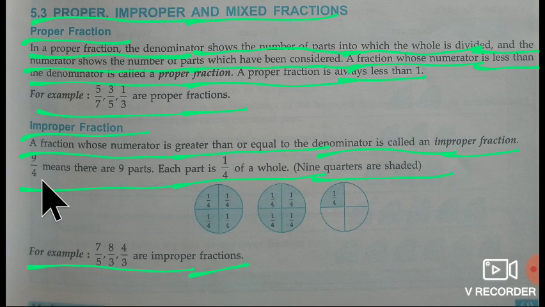For example, 9 upon 4 means there are 9 parts. Each part is 1 upon 4 of a whole. 9 quarters are shaded. This is 1 upon 4, 1 upon 4, 1 upon 4, 1 upon 4, that is 4, and 4 more is 8, and 1 more is 9. 9 upon 4. For example, 7 upon 5 is greater than 1. 8 upon 3 and 4 upon 3 are improper fractions.